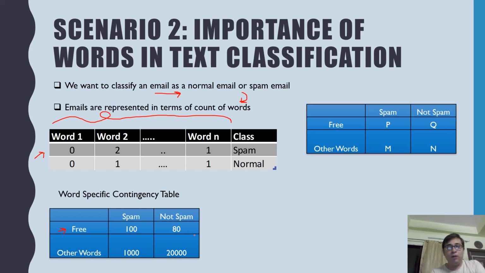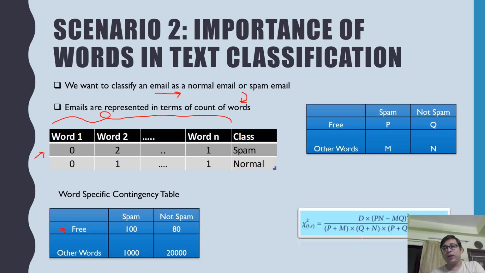All right, so let's put some terms here. We call this P, we call this Q, we call this one M, and this one N. Now the chi-square value is given like this, where D is the number of documents. Okay, so now let's see, once we find the chi-square value, how we relate this to finding the important words.